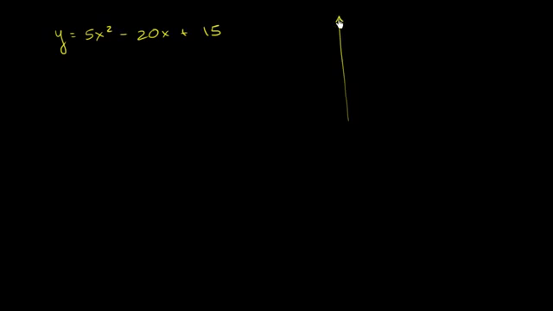So if we imagine our axes, this is my x-axis, that's my y-axis. And this is our curve. So the parabola might look something like this. I want to first figure out where this parabola intersects the x-axis. And as we've already seen, intersecting the x-axis is the same thing as saying when does y equal 0 for this parabola? Or another way of saying it, when does this 5x squared minus 20x plus 15 equal 0?